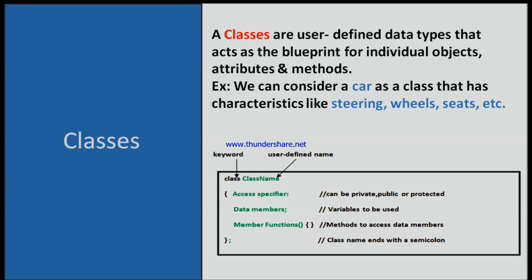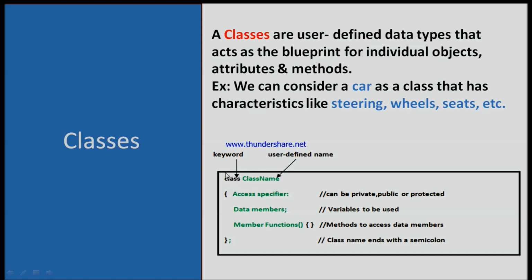Now we will see what are classes. Classes are user-defined data types that act as the blueprint for individual objects, attributes and methods. I want to tell you one real-world example based on classes. We can consider a car as the class that has characteristics like steering, wheels, seats, etc. And this is the syntax of the class.